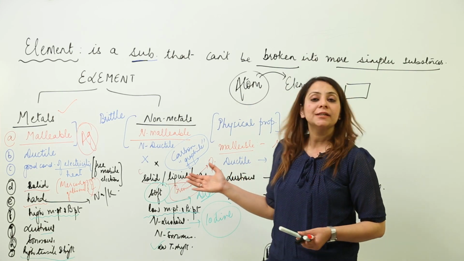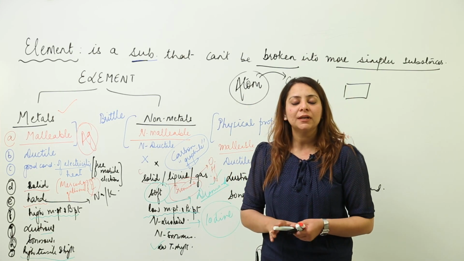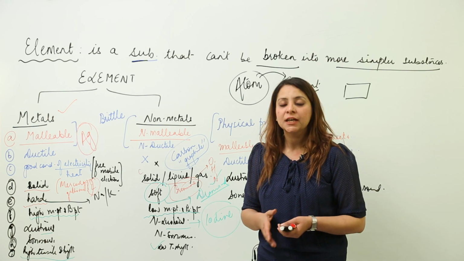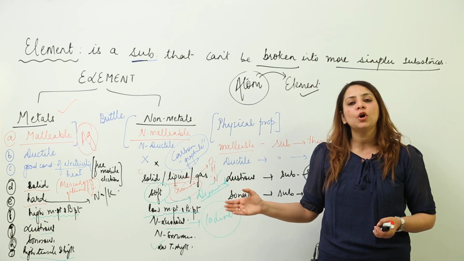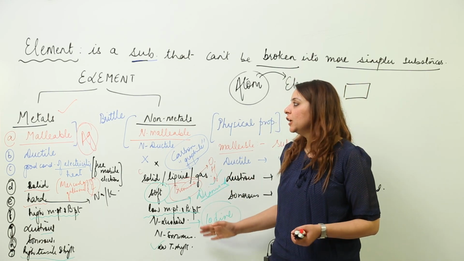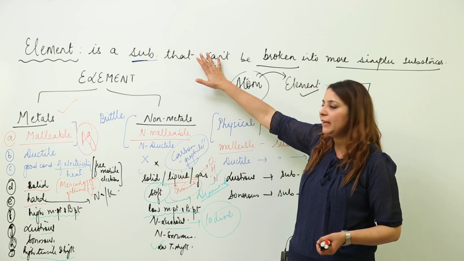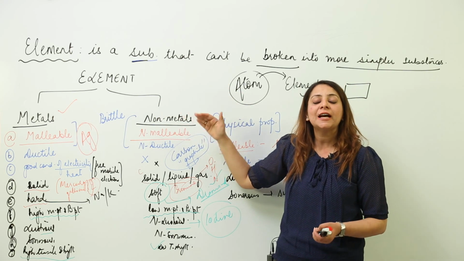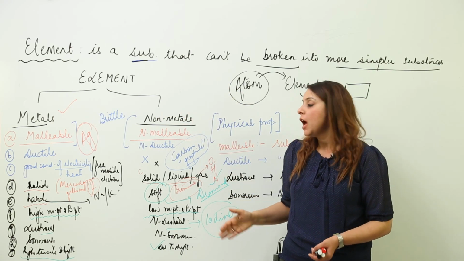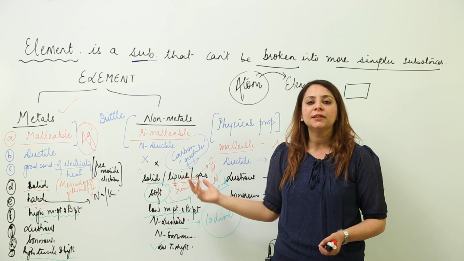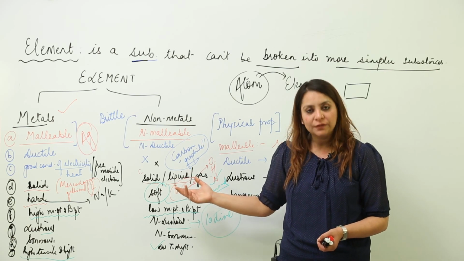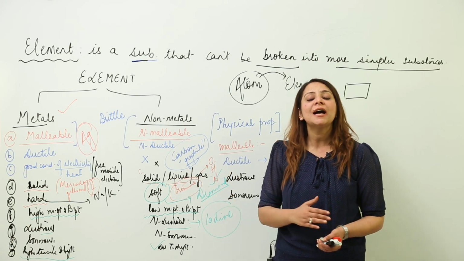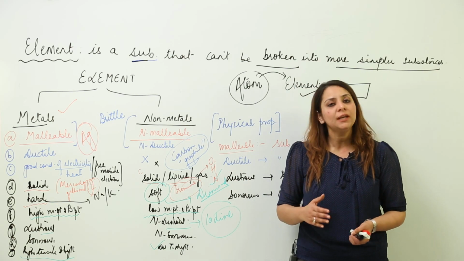So this is the difference between metals and non-metals based on physical properties. Now we are going to differentiate them on the basis of chemical properties. So I think you got it, what an element actually is, and that metal and non-metal is the classification of elements only, and how you can differentiate between metals and non-metals based on physical properties. So now we are going to start with the differentiation based on the chemical properties.